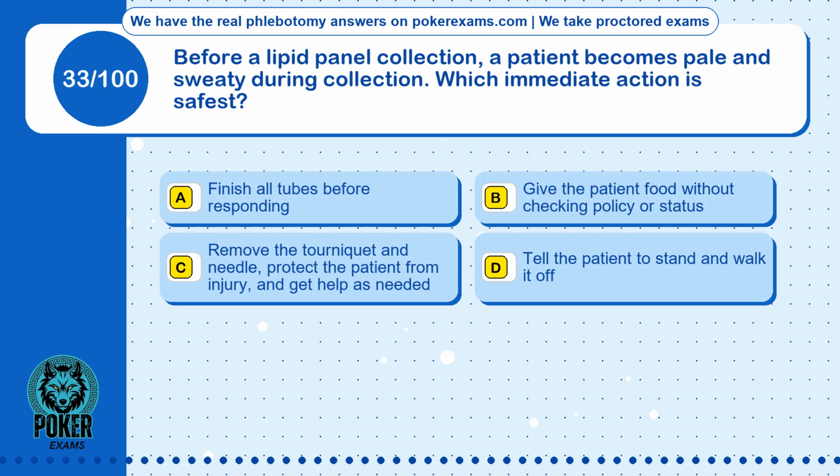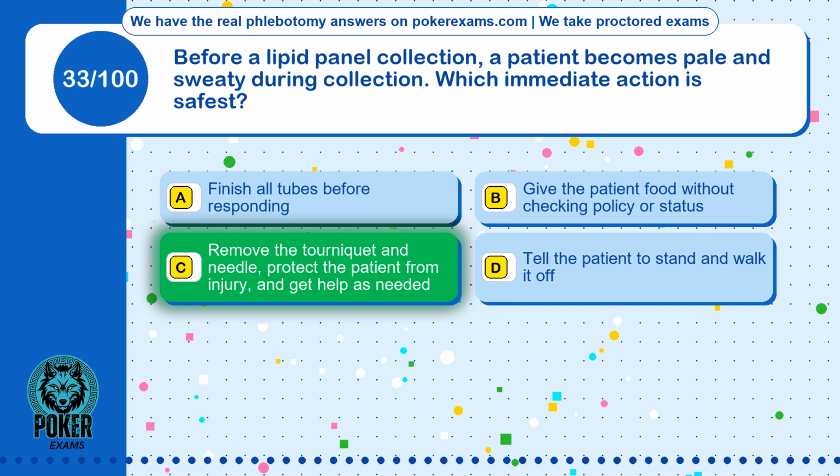Question 33. Before a lipid panel collection, a patient becomes pale and sweaty during collection. Which immediate action is safest? Option A. Finish all tubes before responding. Option B. Give the patient food without checking policy or status. Option C. Remove the tourniquet and needle, protect the patient from injury, and get help as needed. Option D. Tell the patient to stand and walk it off.